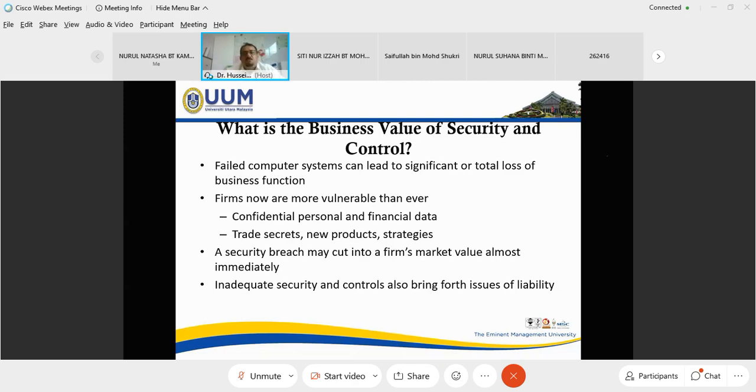A security breach may cut into a firm's market value almost immediately. Sometimes we hear that hackers attacked a company, and the market share drops immediately. Inadequate security and control also bring forth the issue of liability. Anything that happens, the company is liable. You as a bank account holder, that bank is liable to you. So this is what will happen.